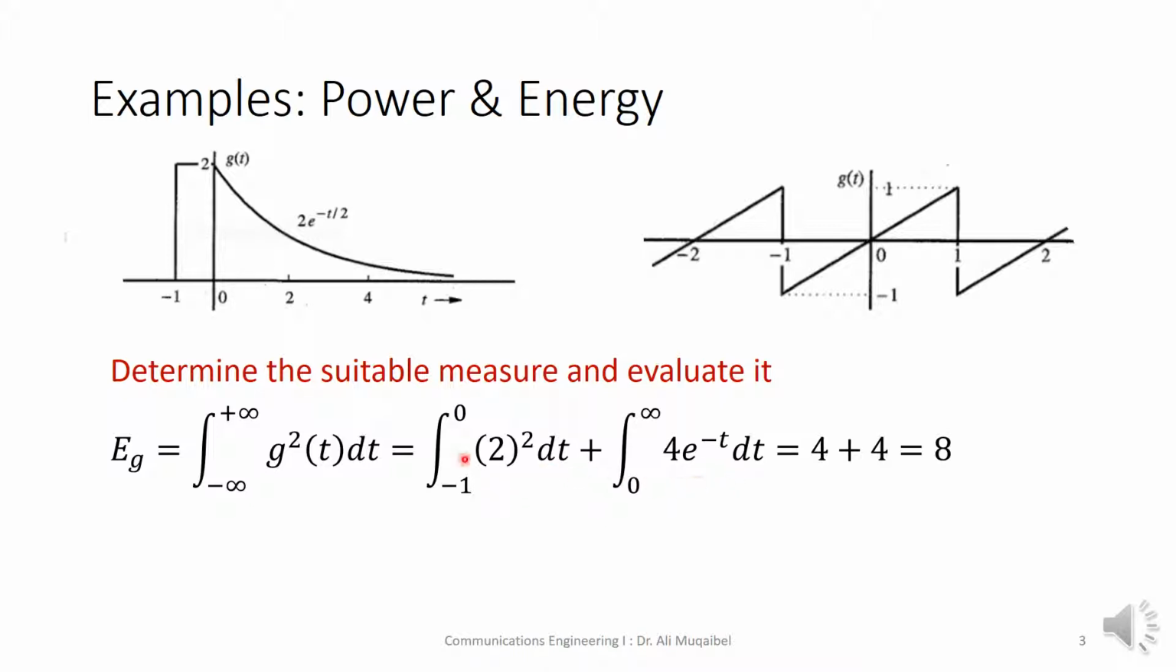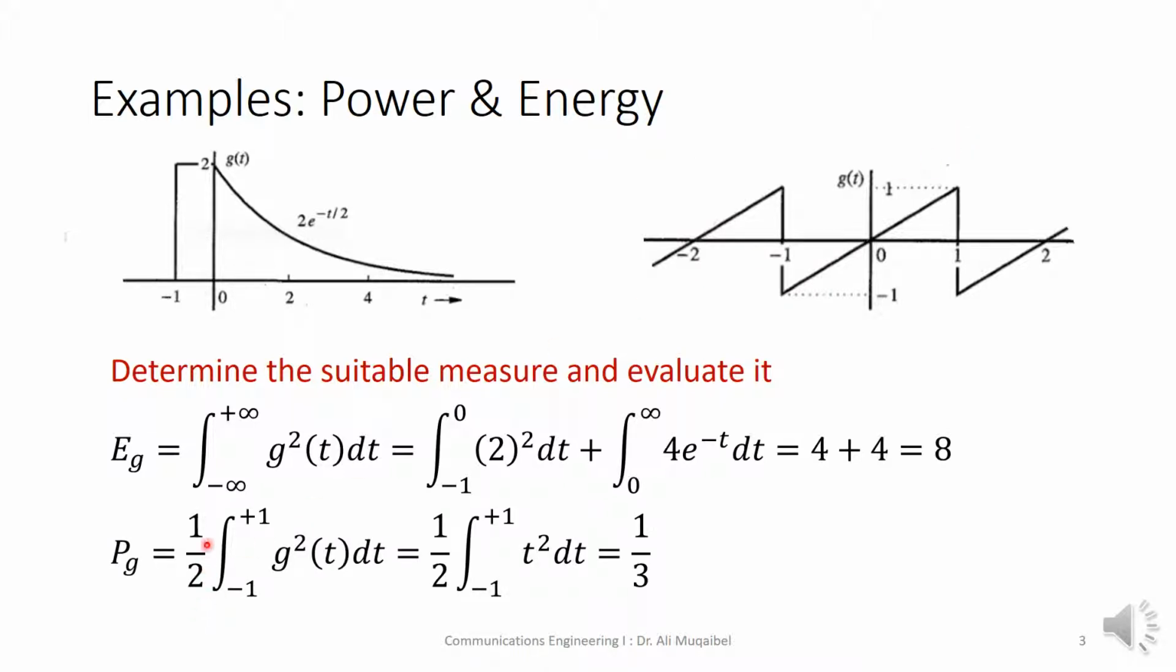Executing the integration of these two should be no problem because we have a constant and an exponential. The first term will give you 4 and the second term will give you 4. The total should be 8. For the second signal, which is periodic, a good measure is to use the power. By definition, the power is defined to be 1 over 2 because the period here is 2. The time it takes for the signal to repeat itself is 2.